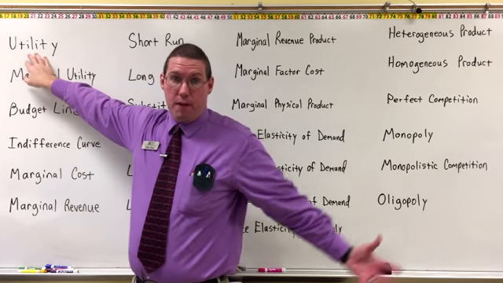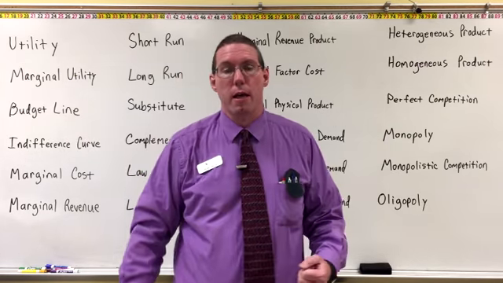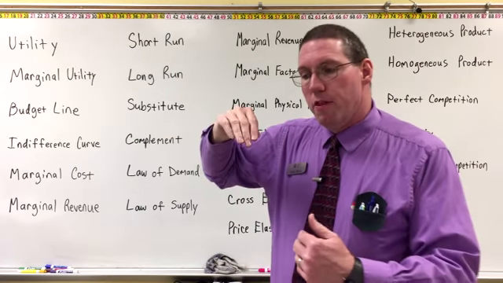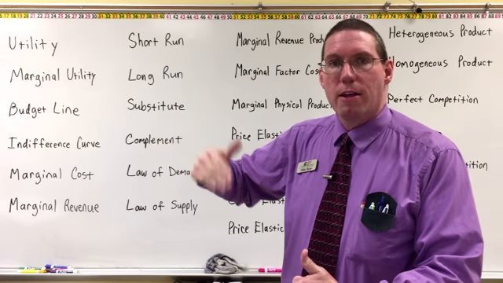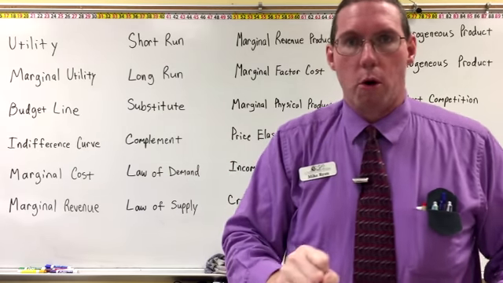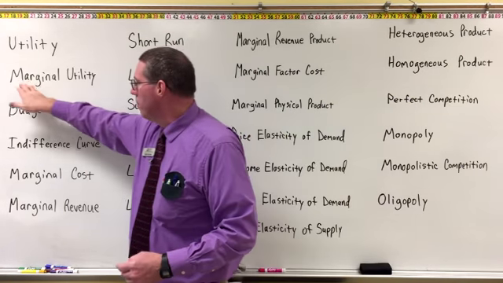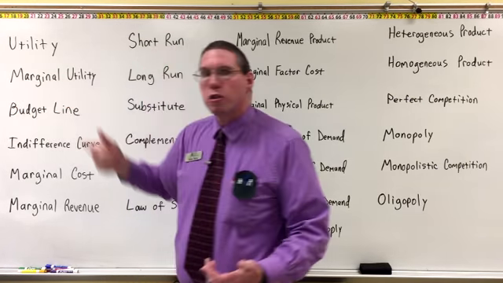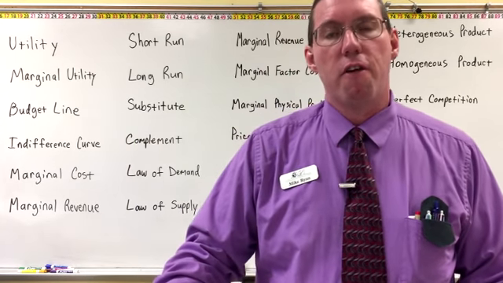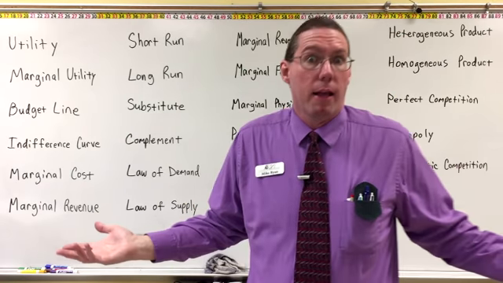Okay, and remember, then we said that there's overall utility. There's all of the satisfaction that people get. Then there's marginal utility. Remember, the word marginal means the little bit more that you get when you do one more. So when you do one more thing, how much of a little bit more do you get? So marginal utility is the little bit of extra satisfaction from consuming one more unit of something.